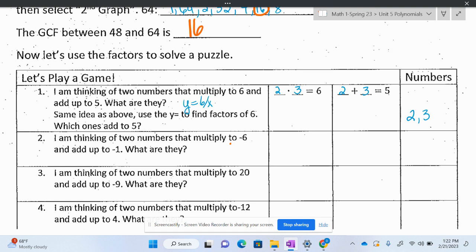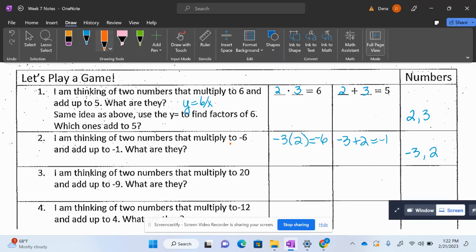So what about number 2? I'm thinking of two numbers that multiply to -6 and add up to -1. -3 times 2 is -6, and -3 plus 2 is -1. So the numbers are -3 and 2. I agree. Okay, we're just going to keep doing this until you guys get the gist.